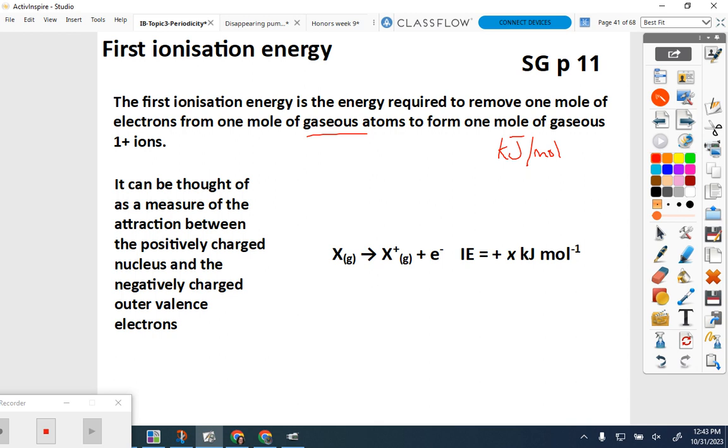So oxygen is never going to form a +1 ion without us putting a lot of energy into it. It's not going to do that in nature. However, that is still the definition of ionization energy for oxygen. And they have it written here as kilojoules per mole, kJ mol^-1. Remember, that means moles are just in the denominator.